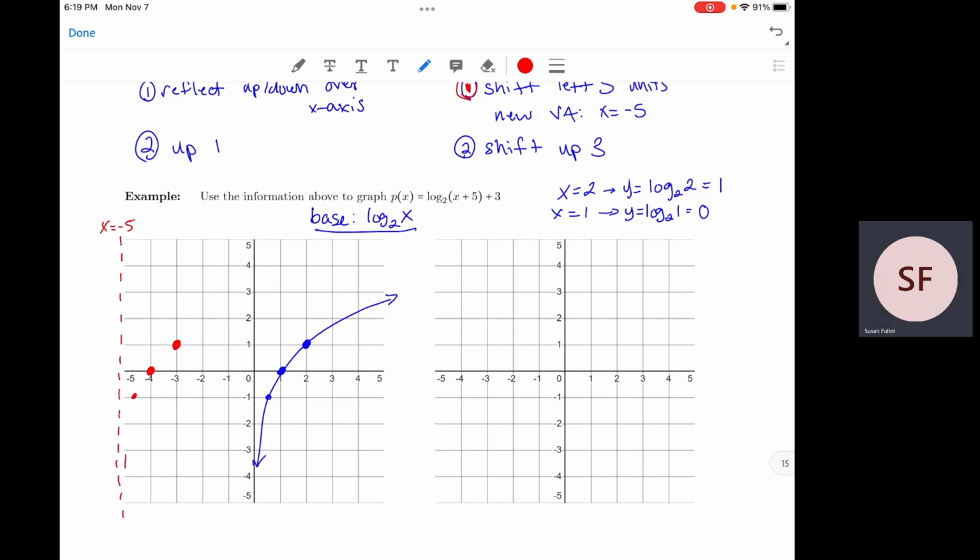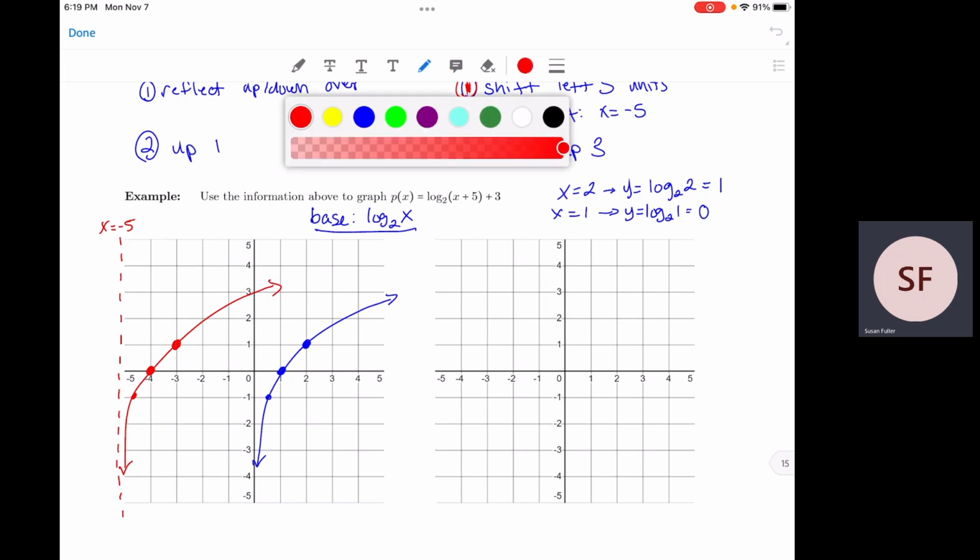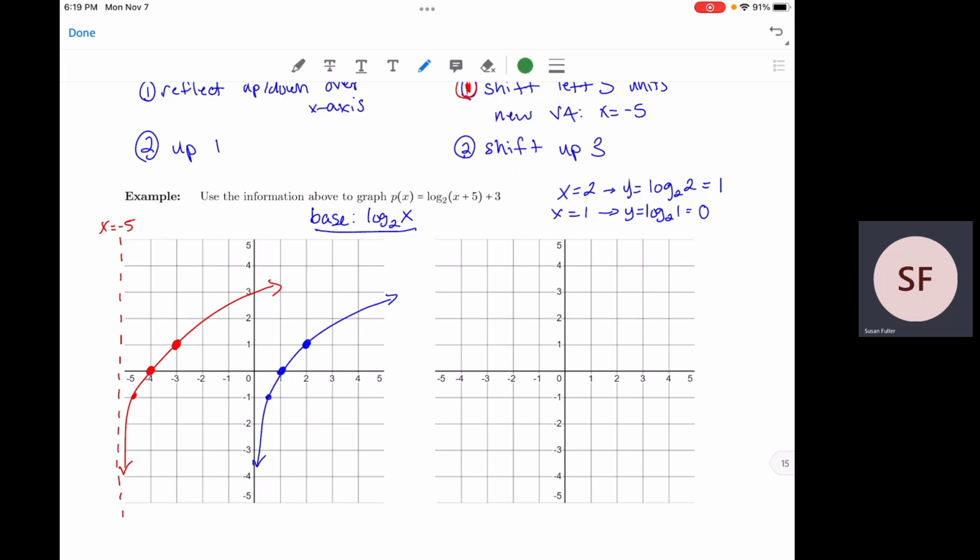And I'll fill in that graph, because to plot these, Alex is going to want 2 points and the asymptote. So you'll want to make sure that you put that asymptote in. Okay, so we have shifted to the left 5. And then the last thing that we need to do here is shift this whole thing up 3 units.